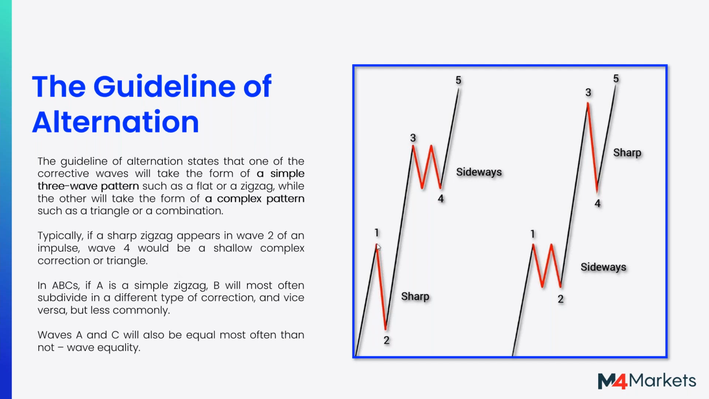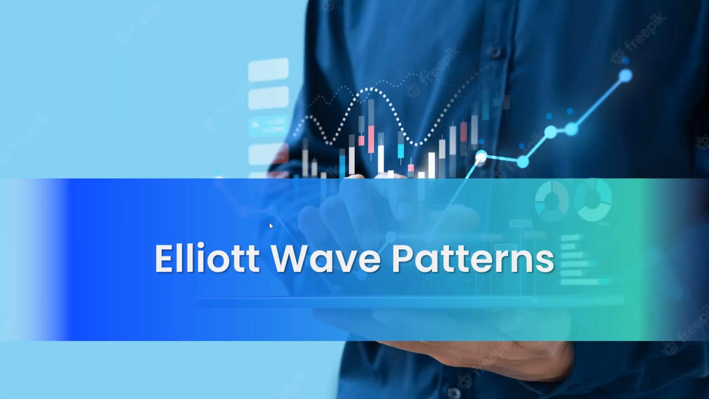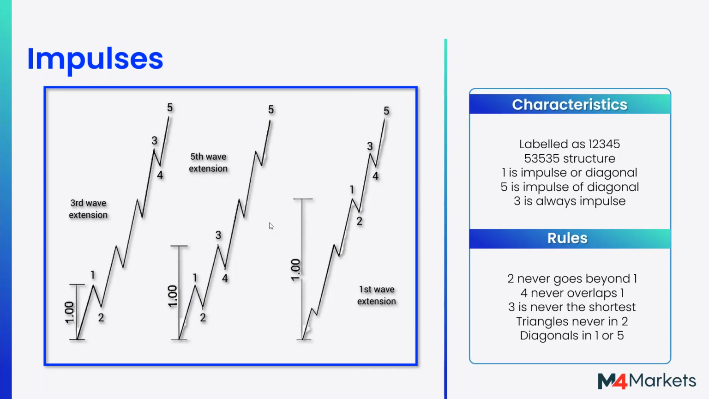So maybe when I get an ABC and it's going to be very deep, the sideways is going to be shallow. Or maybe when I get a sideways correction here, and it's not going to be deep, it's going to be shallow, so wave 4 is going to be deep. Okay, good. Now let's go to the patterns.